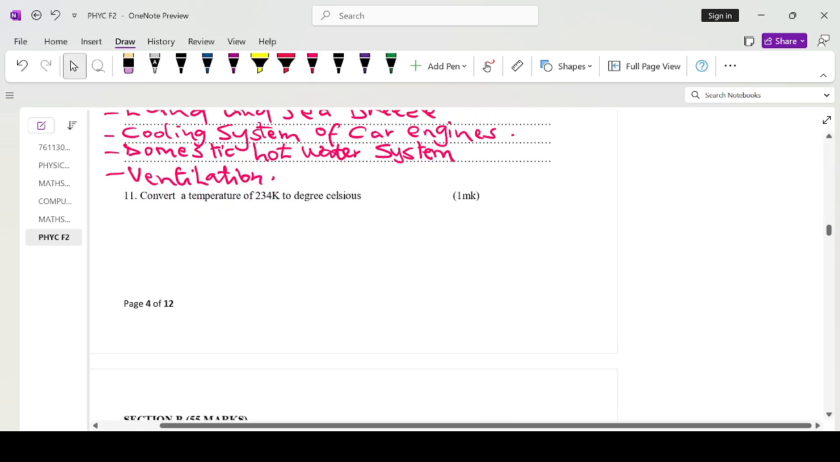Convert a temperature of 234 kelvins to degrees Celsius. Remember, learners, what do we do here?